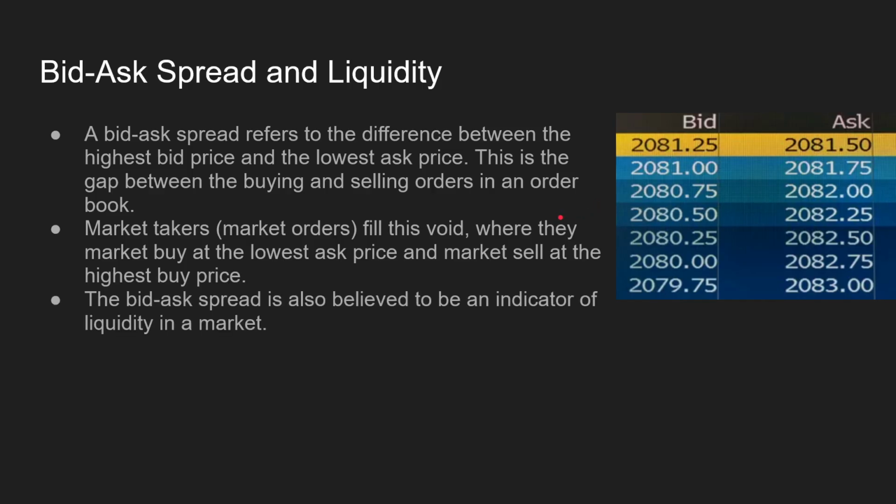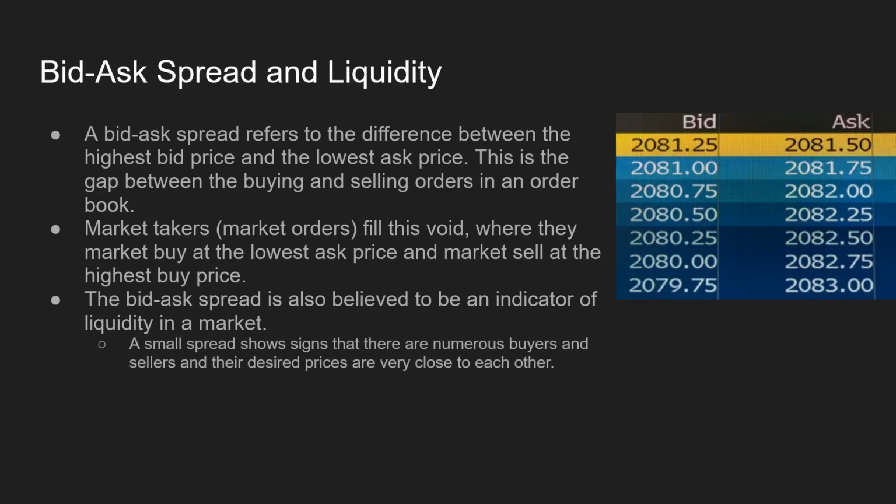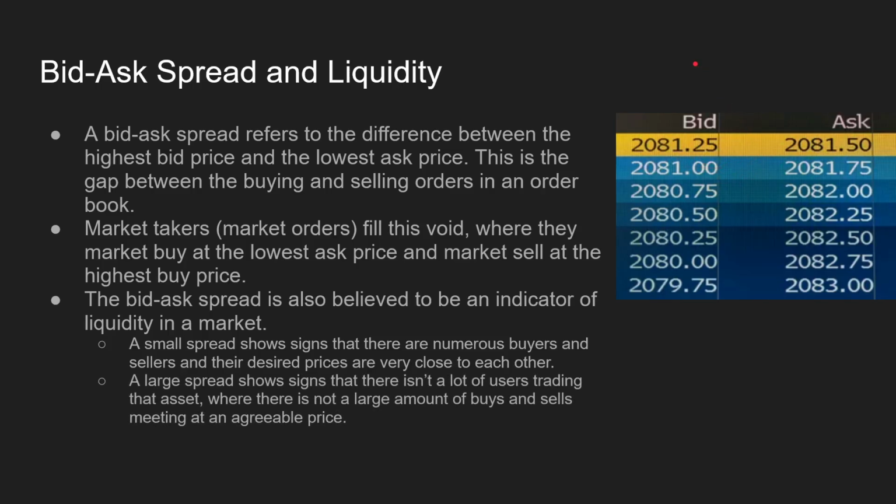Now, the bid-ask spread is also believed to be an indicator of liquidity in a market. A small spread shows signs that there are numerous buyers and sellers, and their desired prices are very close to each other. That means in this case, with a 25-cent spread, there's a lot of buyers and a lot of sellers. There really isn't a difference, and their desired prices are relatively close to each other's wants. A larger spread, let's say maybe tens of dollars or hundreds of dollars, shows signs that there really isn't a lot of users trading that asset.